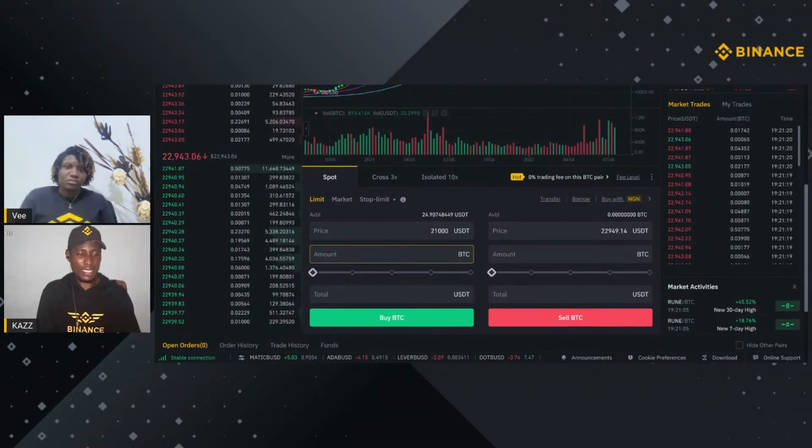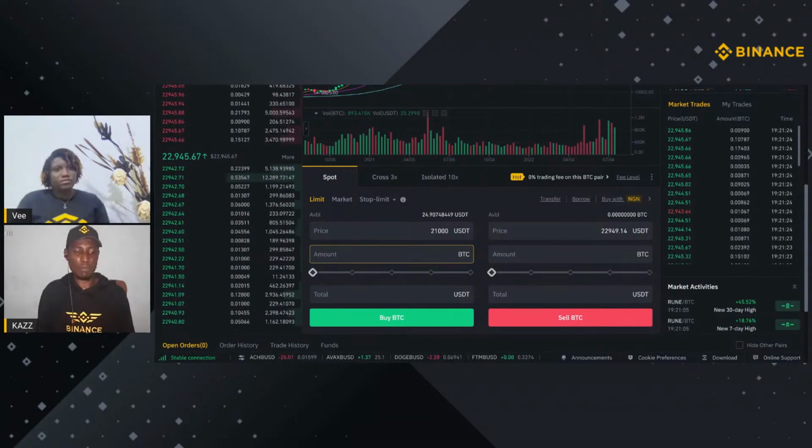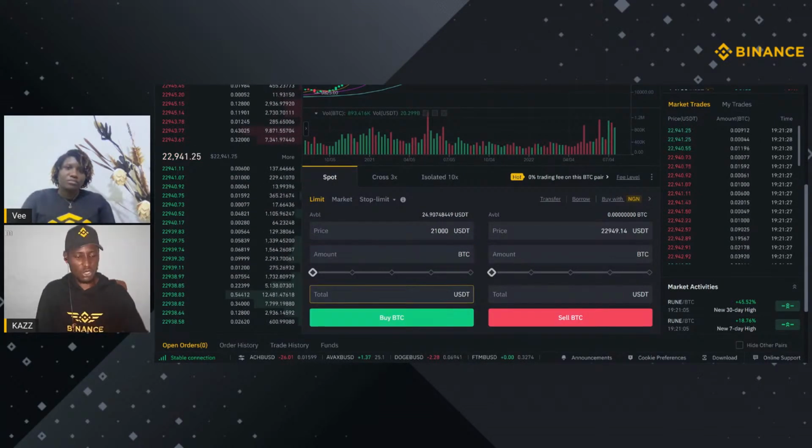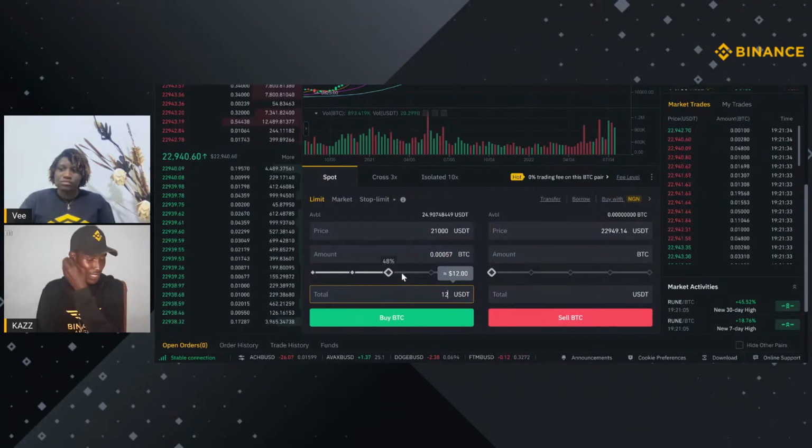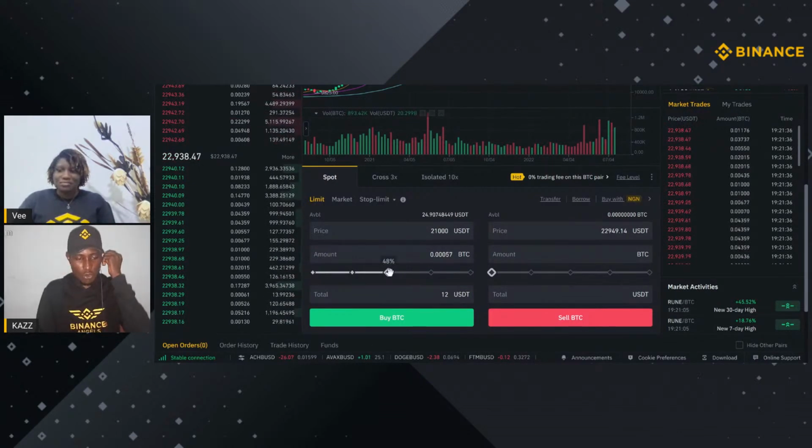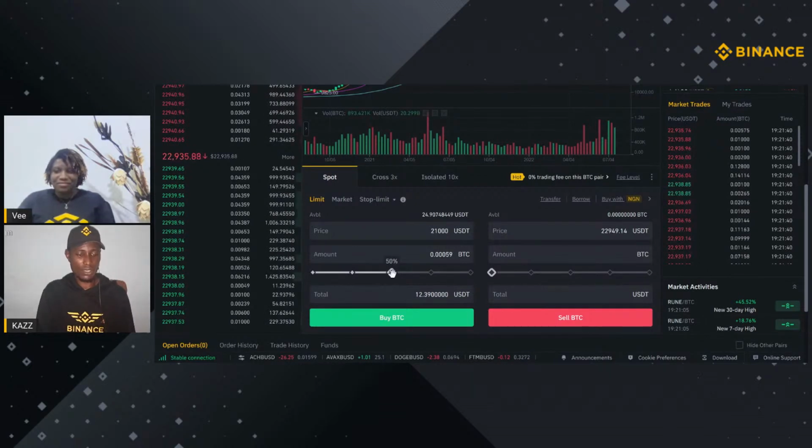And I probably don't know the amount of BTC I want to buy, but I know the total amount I want to spend. I have 24 USDT as a balance here. So let's say I want to spend just $12 from that amount. I can just enter $12 here or use the percentage bar to toggle it and select the amount of my assets I'm using. If I bring it to the middle here, it's 50% of my asset, which is 12.39, which is 50% of the total USDT I have in the spot wallet.